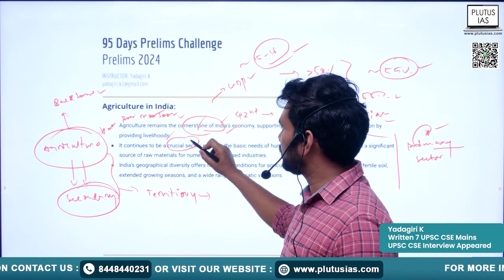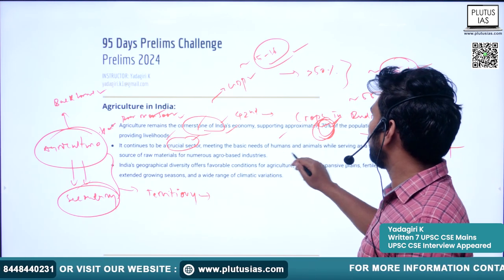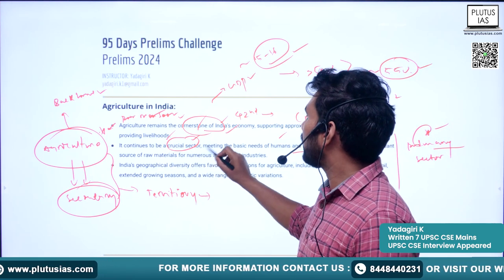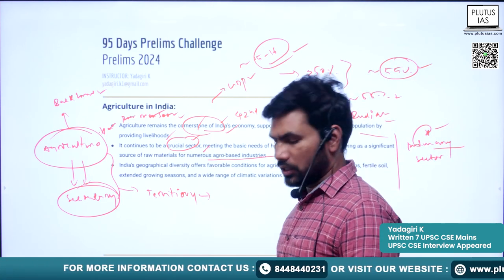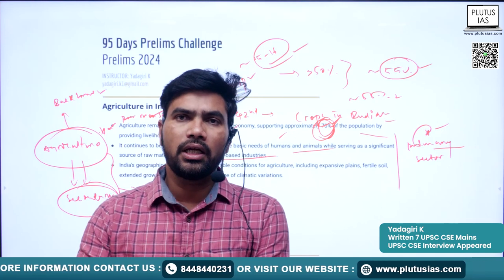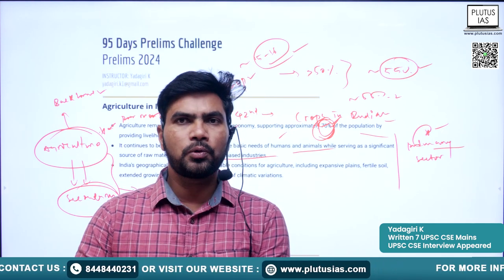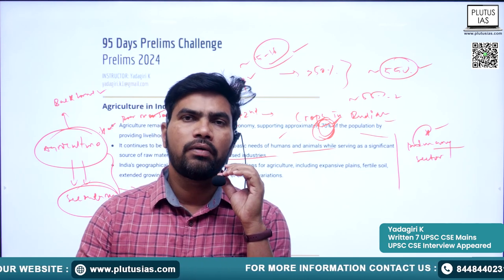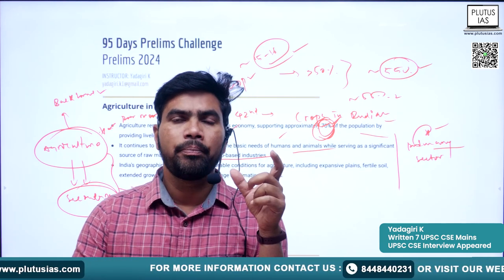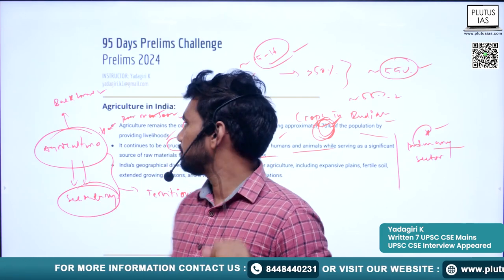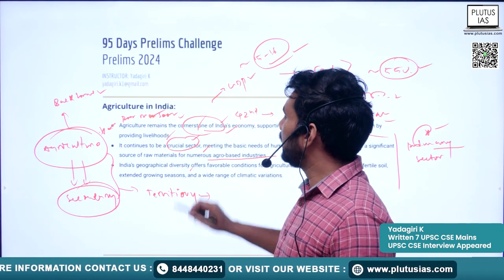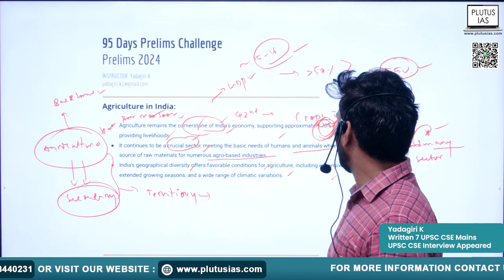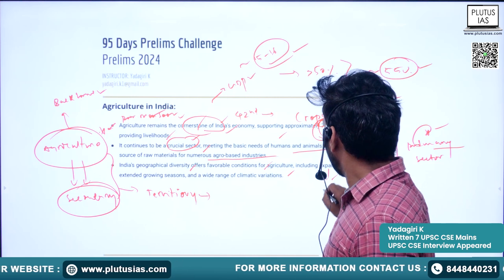It continues to be a crucial sector, meeting the basic needs of humans and animals, while serving as a significant source of raw materials for numerous agro-based industries. The primary sector not only supports the livelihoods of the people, but also provides raw material for the many agro-based industries that are considered in the secondary sector. India's geographical diversity offers favorable conditions for agriculture, including expansive plains. We have seen the Indo-Gangetic plains.